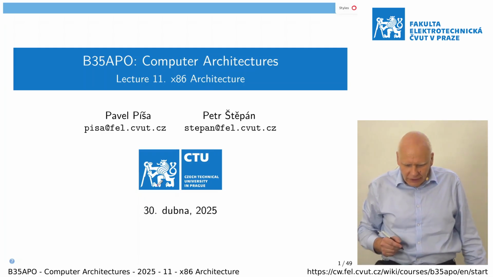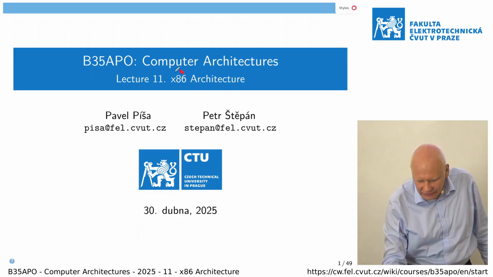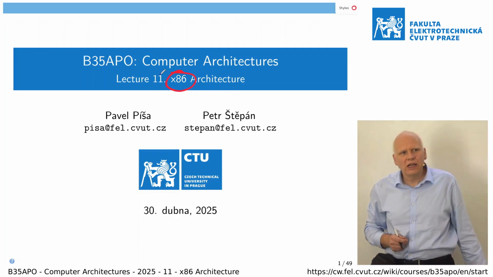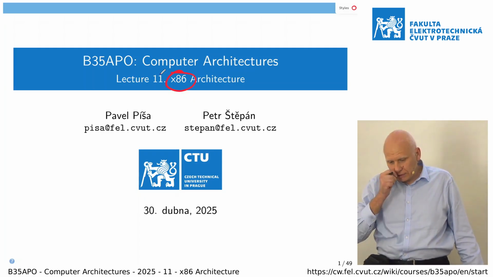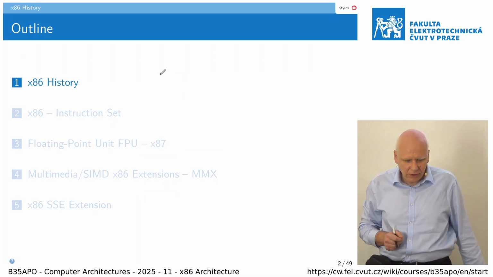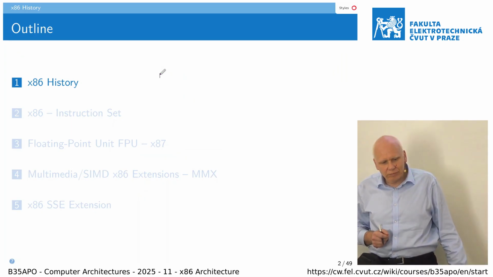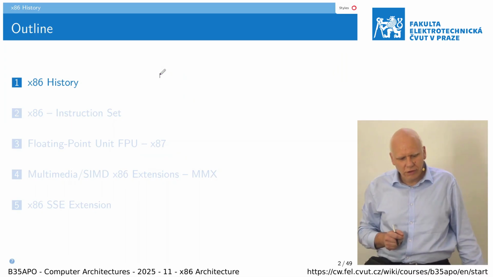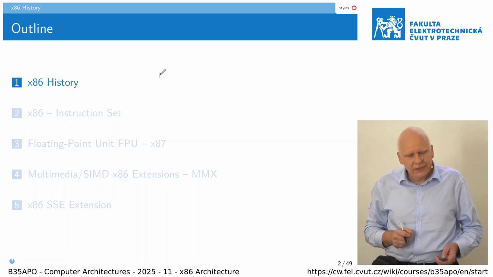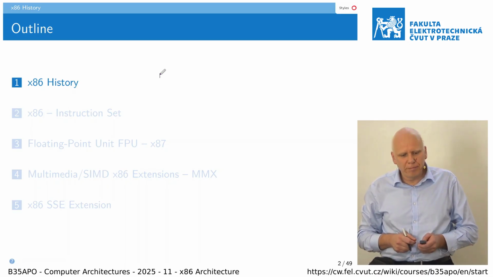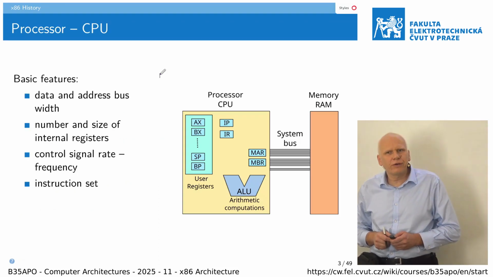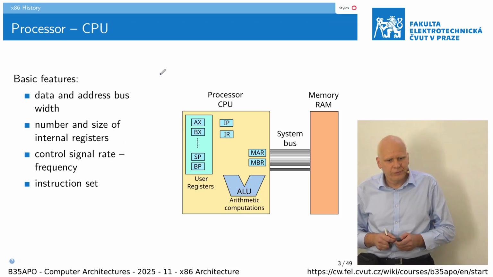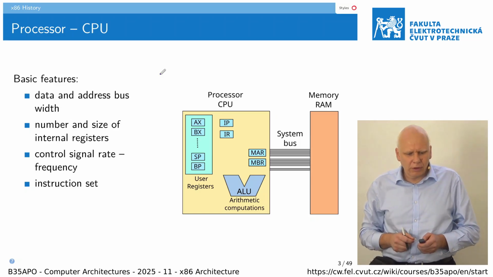And today's lecture is about x86 architecture. So it is about the architecture which most of you are using in your laptops and personal computers and so on. And we will start with some short overview of the history. And then we focus mainly on those aspects which are important for your homework number 4. So we will skip a lot of other things.